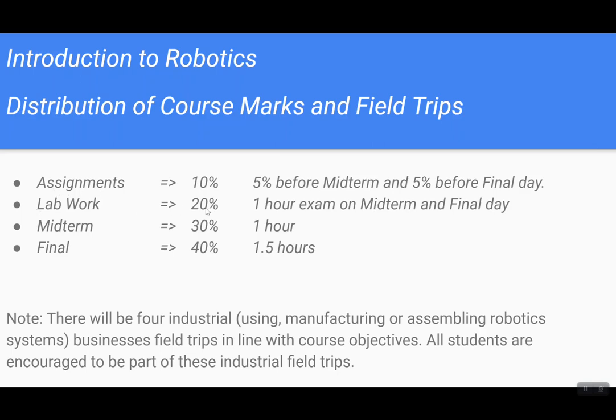The lab work, you will be tested in person on the day of the midterm, on the lab work, which is basically assignments plus lab work, and on the day of the final. 10% on the day of the midterm, and 10% on the day of the final. In between, you have a half hour or 1 hour break before your midterm and final lab work. Assignments will be given to you to test your hands-on skills. Midterm is 30% and finals is 40%.